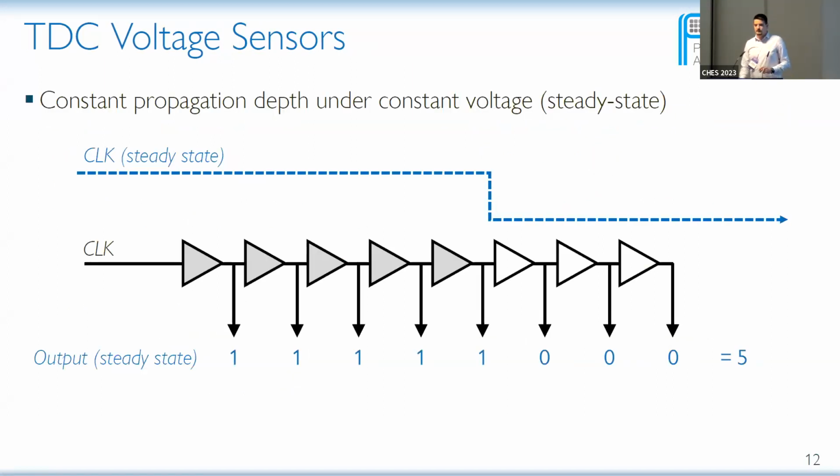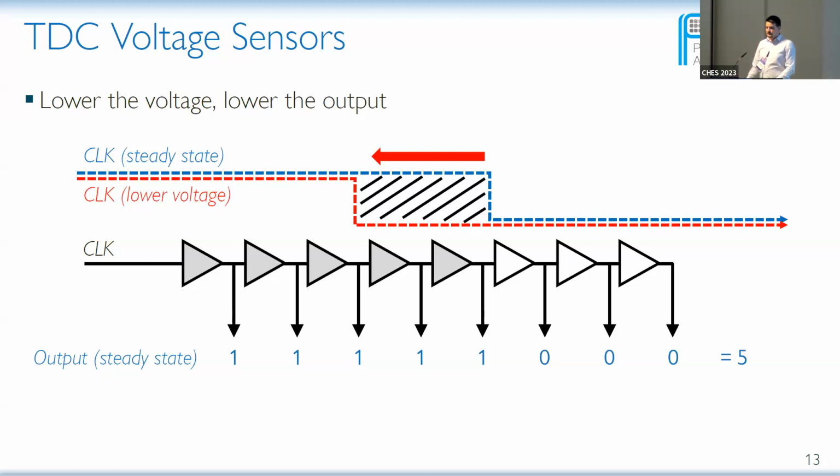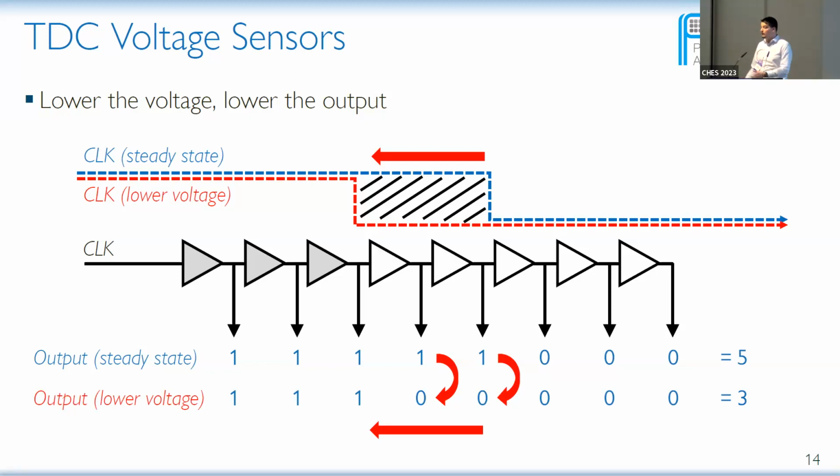So let's look a bit into how these TDC sensors work. Assume we have a constant voltage on our FPGA, and we create a chain of buffers through which we propagate a periodic signal or clock and sample that chain also periodically. Under constant voltage, the delay of these buffers is constant, and the propagation of that clock throughout this delay line is constant. If the voltage, for example, lowers, the delay changes, and we have lower propagation. So the output in this case changes from 5 ones, which equals 5, to 3 ones, so lower propagation.